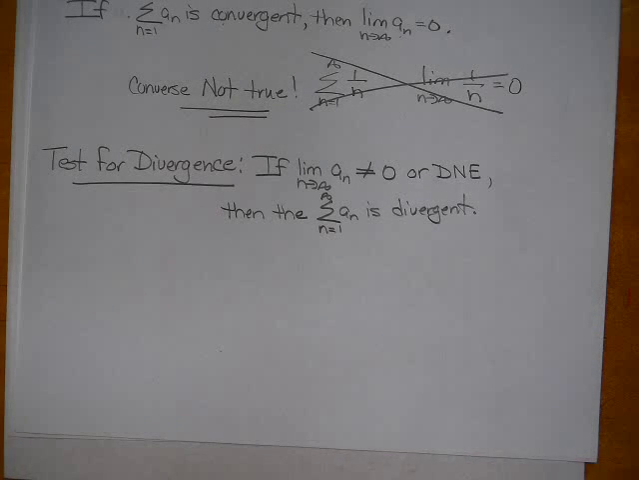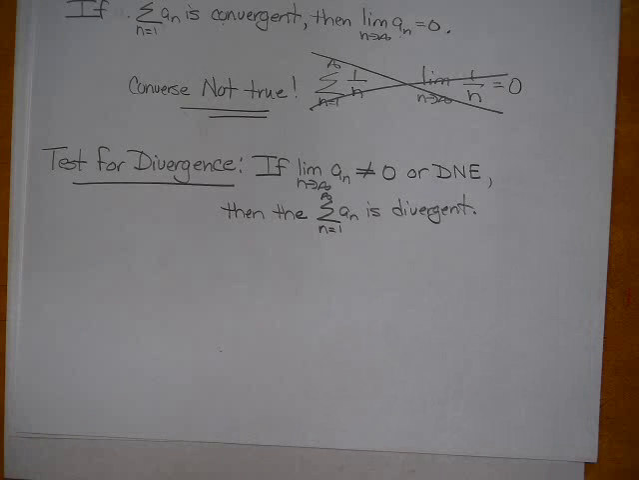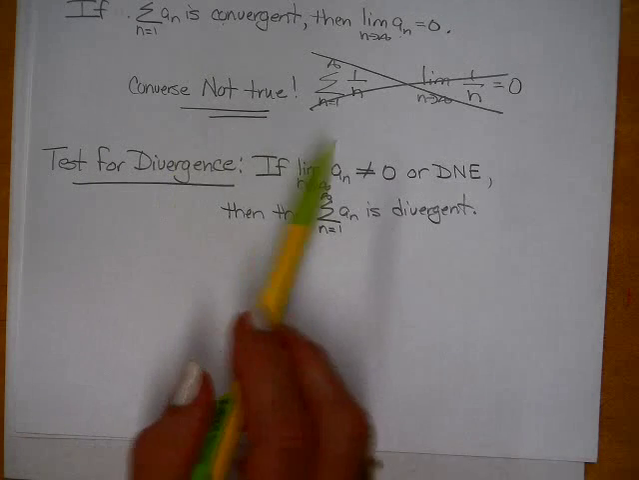In the book it says note 2 right below theorem 6. Yes, highlight note 2: the converse of theorem 6 is not true. If the limit equals 0, you cannot conclude a series is convergent at all.